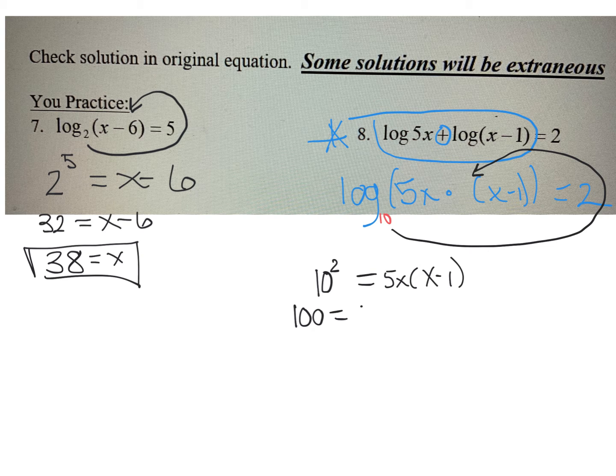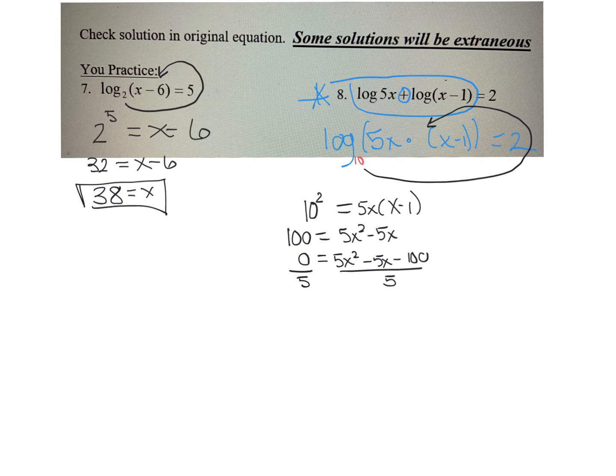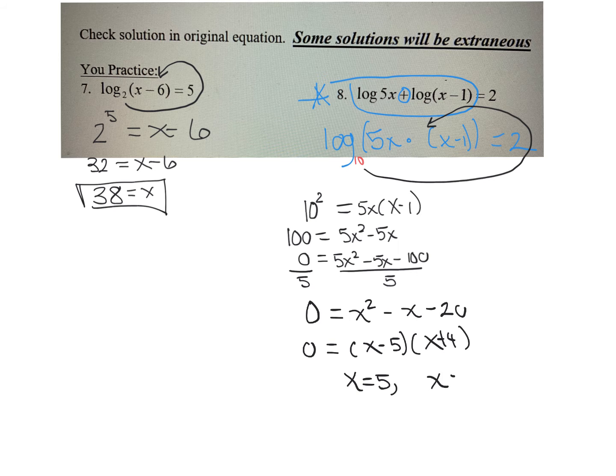I'm going to distribute and get 5x squared minus 5x. And I am now going to solve. This is a quadratic, so 0 equals 5x squared minus 5x minus 100. I'm going to divide everything, both sides, by a 5. Or you can factor out a 5. It's the same thing. So when you do that, you get 0 equals x squared minus x minus 20. 0 equals, we're going to factor, x minus 5, x plus 4, x equals 5, and x equals a negative 4.